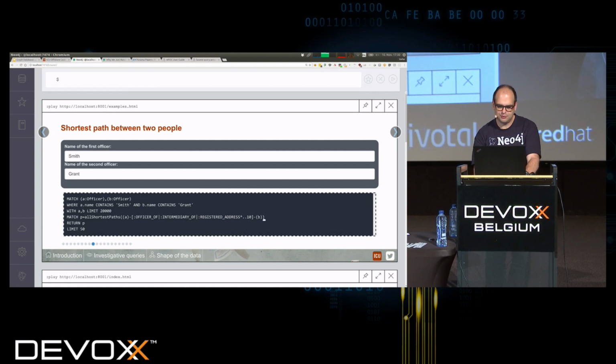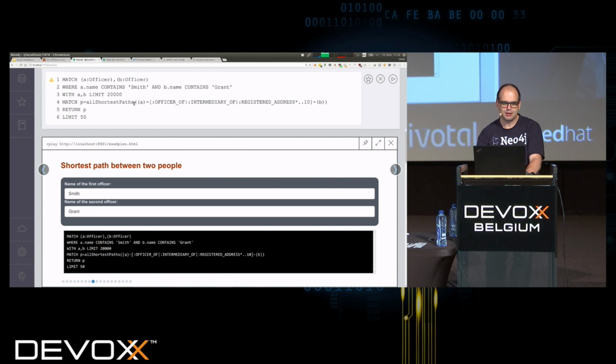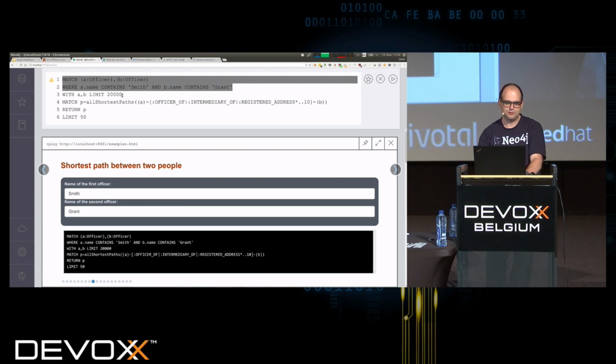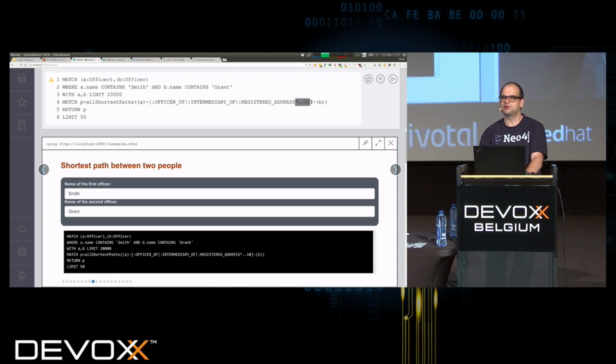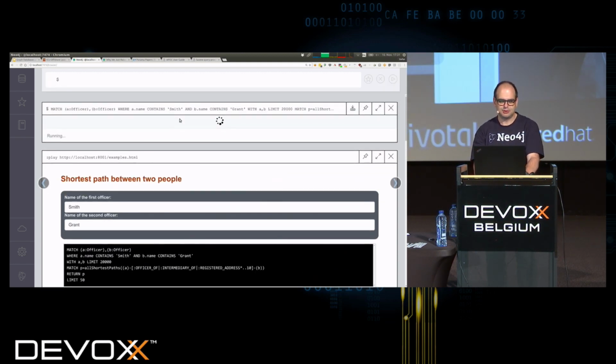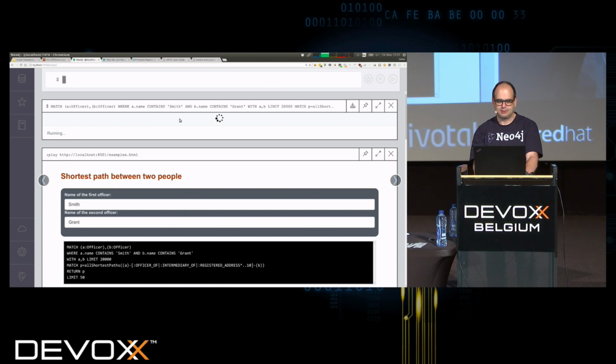And what I'm going to do here, so we have Mr. Smith and Mr. Grant. So we look them up in the first place. Because there's multiple of them, we limit that down to 20,000. And then we want to find all the shortest paths based on officer, intermediary, and registered address relationships up to a depth of 10. So we can do variable path traversals. And we want to get back 50 results right now. That takes a few seconds because it is a complex query already.